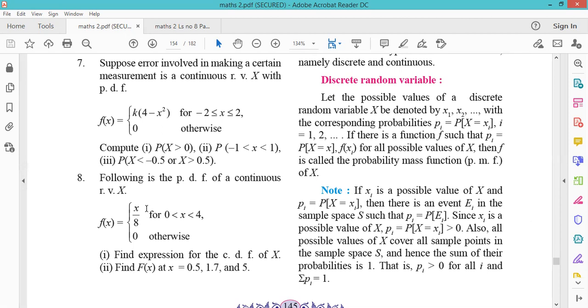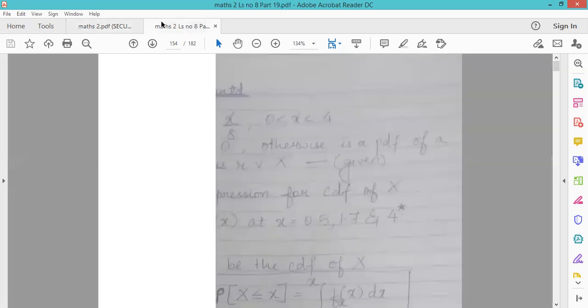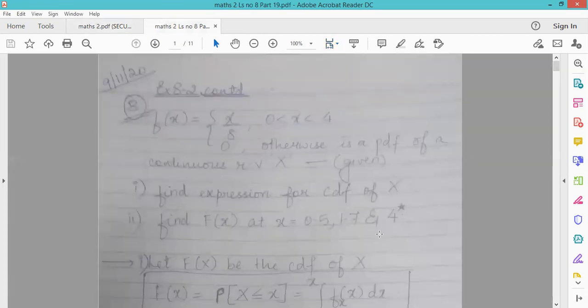So we are starting with sum number 8. Following is the PDF of a continuous random variable x. f of x is given as x upon 8, condition given is 0 less than x less than 4, 0 otherwise. Find the expression for the CDF of x and then find the values of F of x at x is equal to 0.5, 1.7 and 5. So let's have a look how to solve such kind of a sum, class.